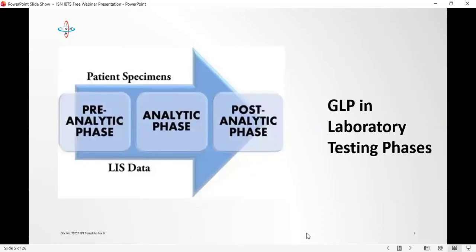Yeah, great. So the majority of errors occur before the sample even reaches the analyzer. We classify errors into three phases, like I mentioned: the pre-analytical phase, so there are errors that can be classified under the pre-analytical phase, there are errors that can be classified under the analytical phase, and there are errors that come under the post-analytical phase.